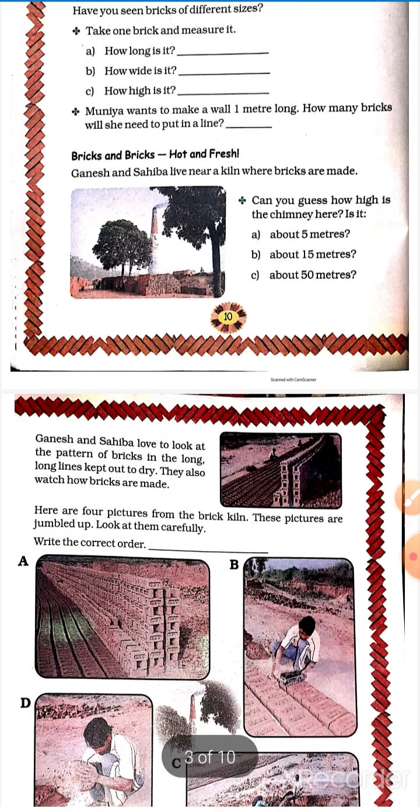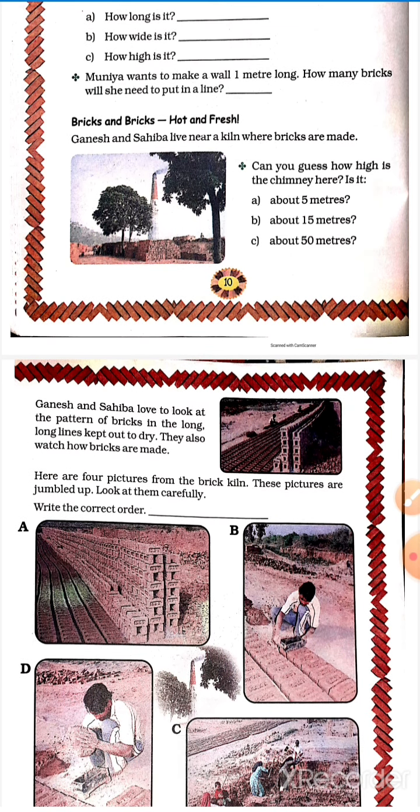Now see the next topic. Bricks and bricks, hot and fresh. Ganesh and Sahiba live near a kiln where bricks are made.